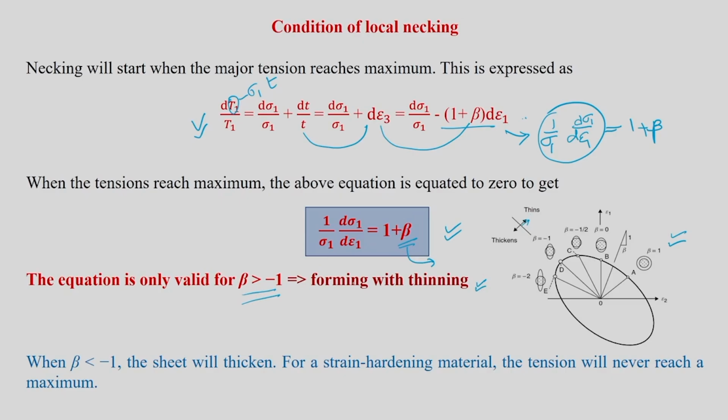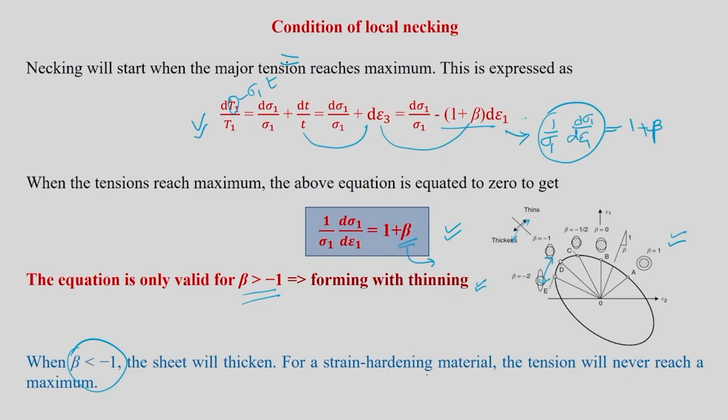Only in those processes this equation is valid, and if you go in this direction, the one which is going to thicken, below this, in this zone, this equation is not valid. Why? For a simple reason that if it is a strain hardening material, the tension will never reach a maximum in this case. We are putting a condition here, that maximum major tension is reached. That is not going to happen in situations where your beta is less than minus 1, because it is going to thicken.